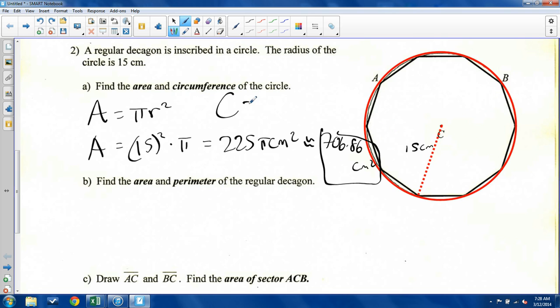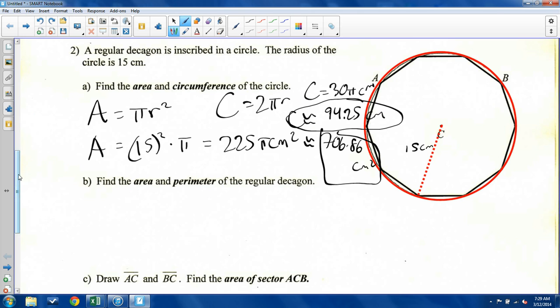The circumference is 2 pi r. So twice the radius, the entire diameter, times pi. If you multiply the diameter by pi, you get the circumference. That's the ratio between circumference and diameter. So 2 times 15 is 30. So circumference is 30 pi centimeters. Remember, it's a length, not an area. Or it's approximately 94.25 centimeters.